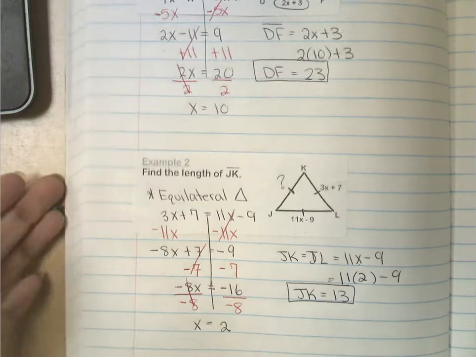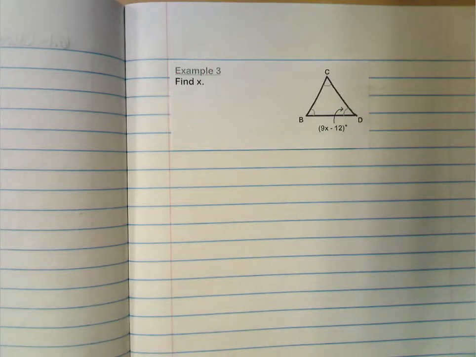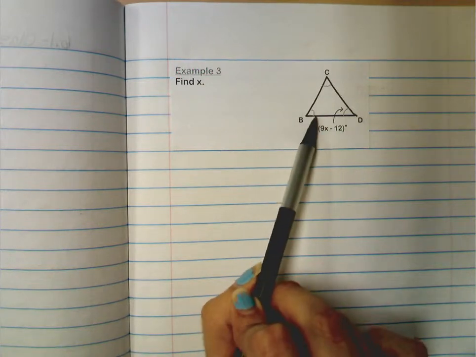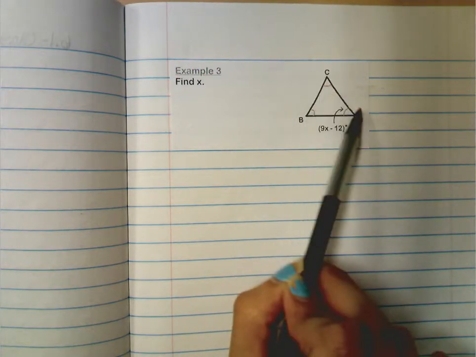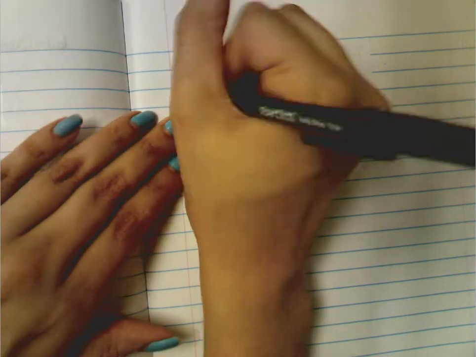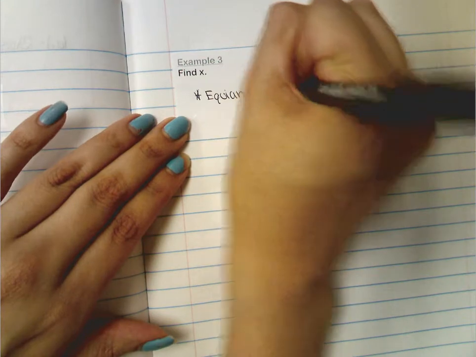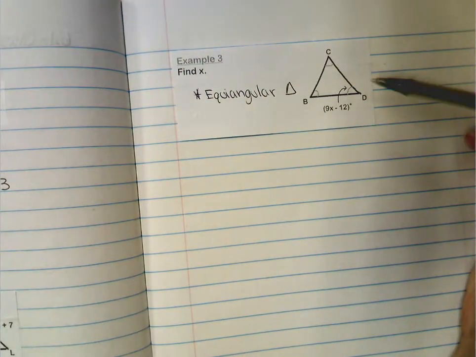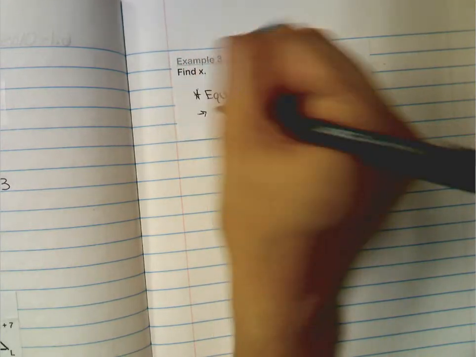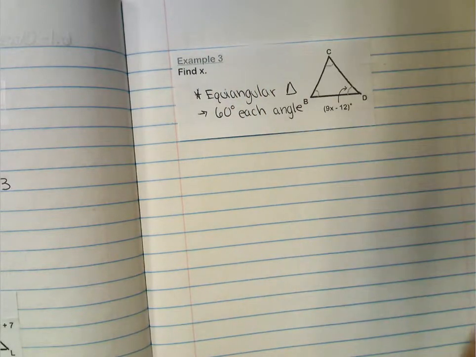And the last example, we have example 3. Here, if you notice, they're not giving me sides anymore because I don't have little lines on the sides of the triangle. Now I have little curves or arcs on each corner, so those are angles. They're showing me that all 3 angles are equal, and so that makes this an equiangular triangle. Whenever they're equiangular, all 3 angles are 60 degrees each, so that means each angle is 60.